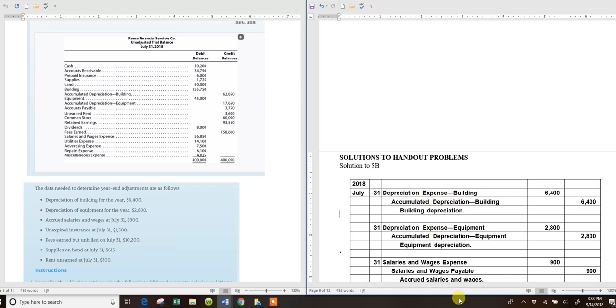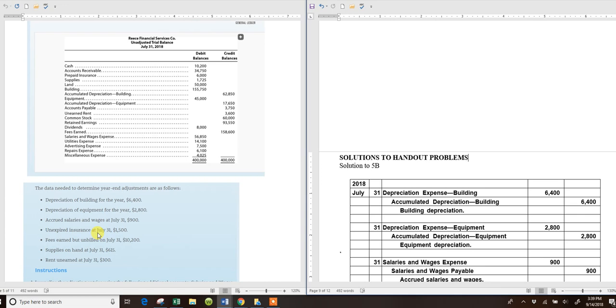and dividends are increased with debits. Next one, unexpired insurance at July 31st is $1,500. So this means the amount that's still unexpired. So I want to expense the portion that's used up. So I need to back into how much is used up.